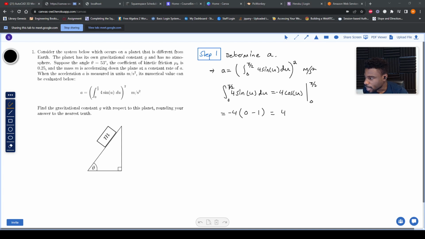And of course we have to square this, so we're going to have a is equal to 4 squared, and this is going to come out to be 16. So our result here is 16 meters per second squared. Okay, so let's put this result down here. Then we can clear the board a little bit and start on step 2.